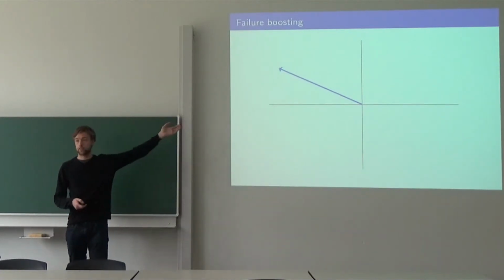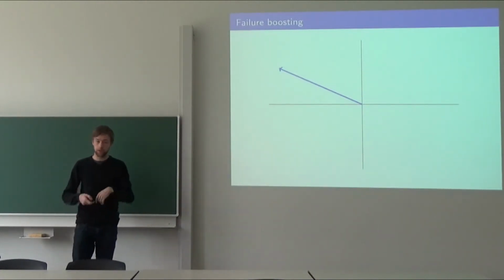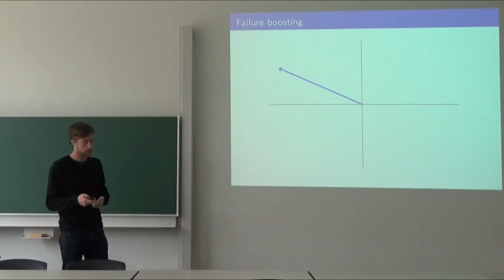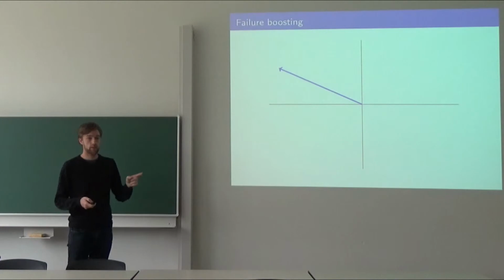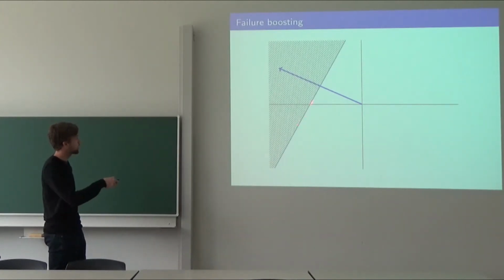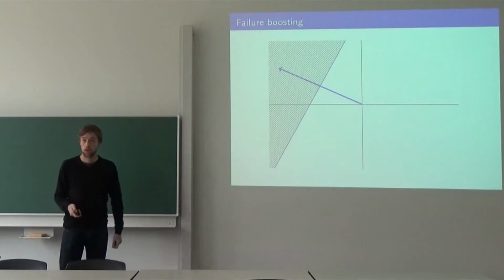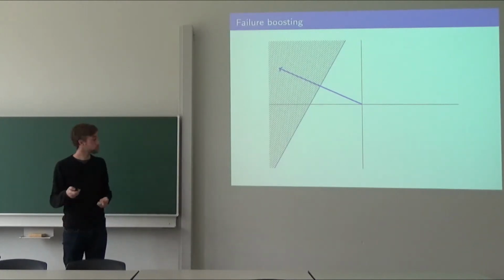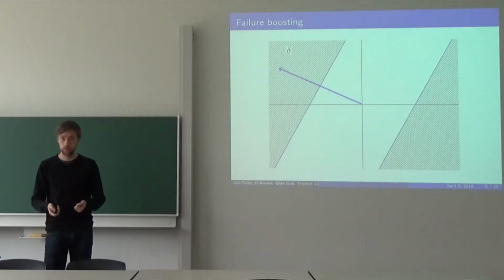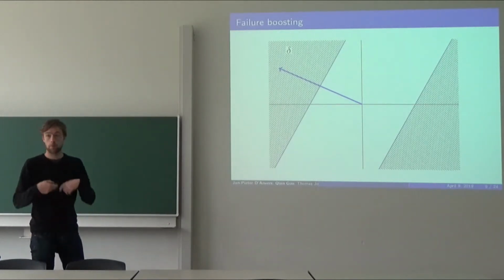Imagine that this is your S. So it's just some vector in the space. We only know its distribution. We don't know in which direction it is. But we know that if S times C is bigger than Q divided by 4, we have a failure, which is this space. So if the ciphertext is in this space, we will have a failure. Also on the other side, because we have this absolute value. Okay? And this happens with the probability delta.